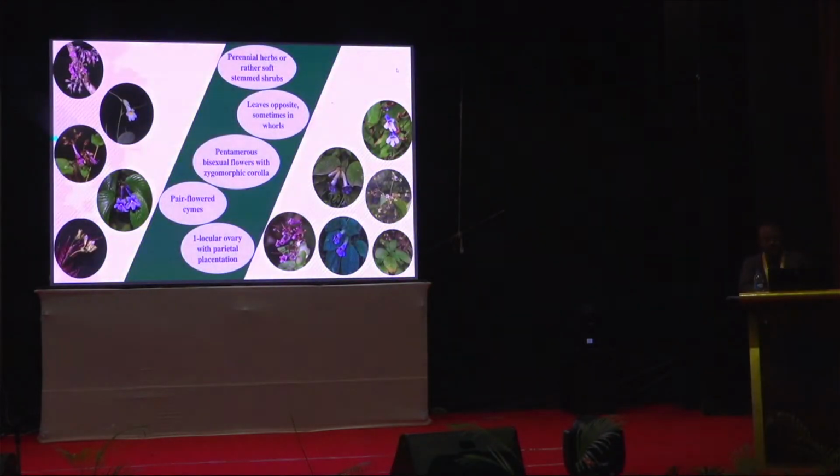This is an overview of the morphological features of the family Gesneriaceae. They include mostly perennial herbs or soft-stemmed shrubs. With regard to habit diversity, it includes herbs, shrubs, or even climbers. The leaves are generally opposite, sometimes occurring in whorls, especially towards the apical region. The flowers are pentamerous, bisexual, with a zygomorphic corolla.